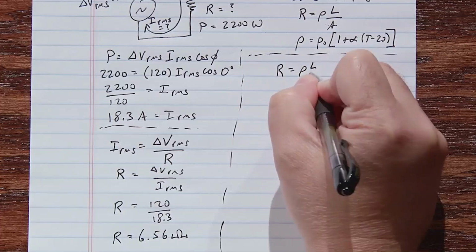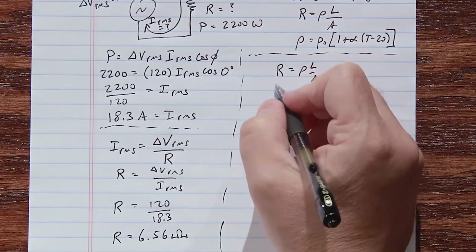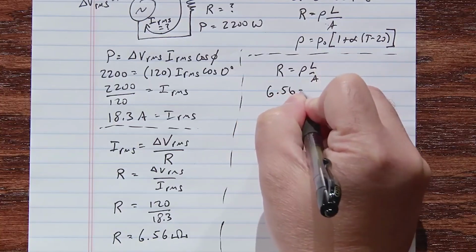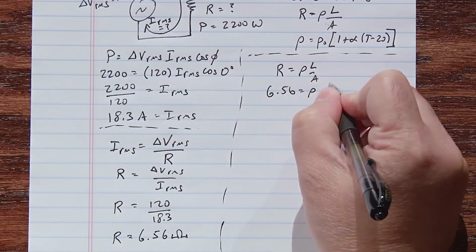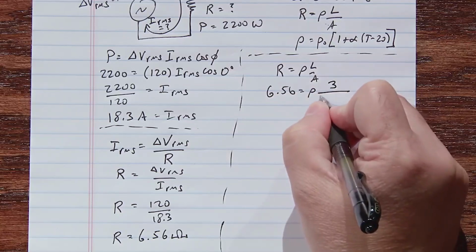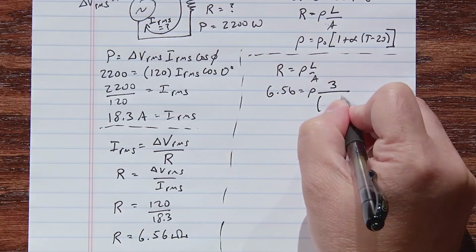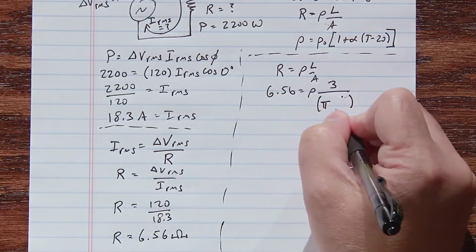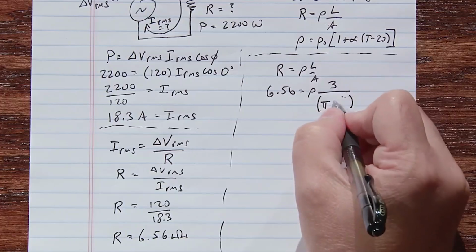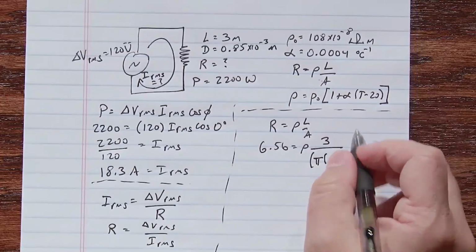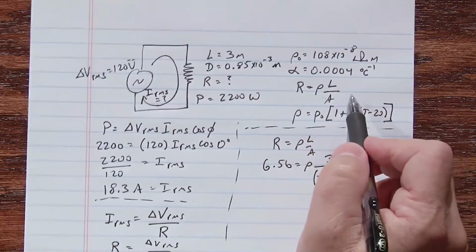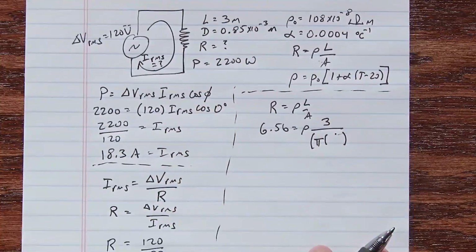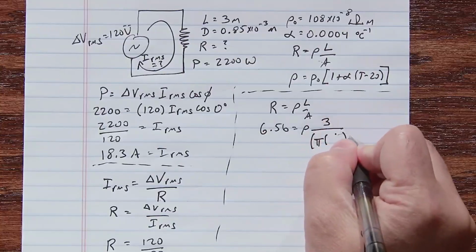R is equal to rho L over A, where R is 6.56. That is equal to the resistivity times the length, which is 3 meters, divided by the cross-sectional area of the wire, which is pi times the radius of the wire. The diameter of the wire is right here, 0.85 times 10 to the minus 3. Well, we'll have to divide that by 2.